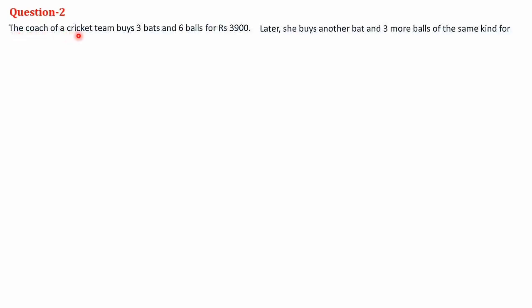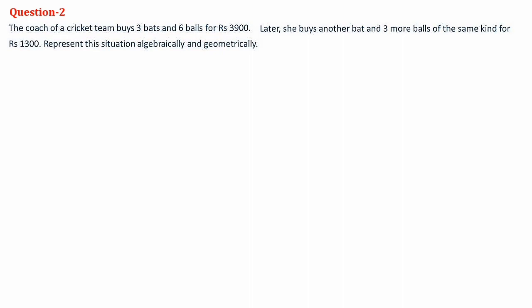Next we shall discuss question number 2. The coach of a cricket team buys 3 bats and 6 balls for rupees 3,900. Later she buys another bat and 3 more balls of the same kind for rupees 1,300. Represent this situation algebraically and geometrically. This is just like the previous question. We have to use the given statements and write it first algebraically, means we have to write equations, then geometrically means we have to draw the graphs of those equations.